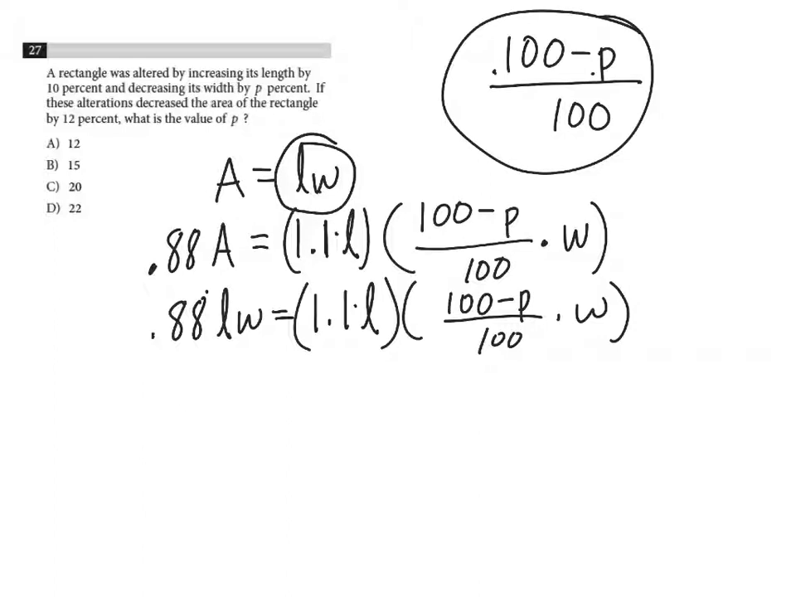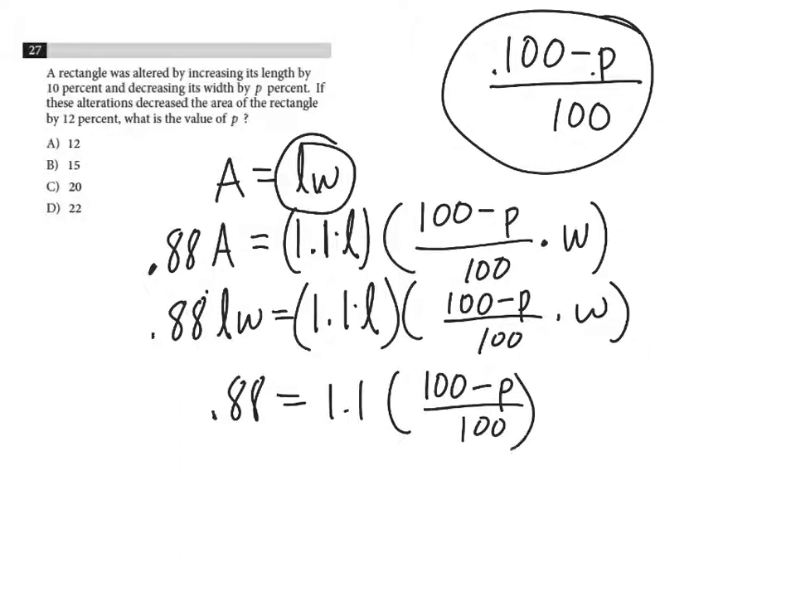Okay, so I'm going to divide both sides by L and W, and what I'm left with is just 0.88 equals 1.1 times (100 minus p) over 100. Okay, perfect. That cleaned up nice and neatly. Okay, so I'm going to divide both sides by 1.1, and that's going to be 0.88 divided by 1.1. It's 0.8. 0.8 equals (100 minus p) over 100.